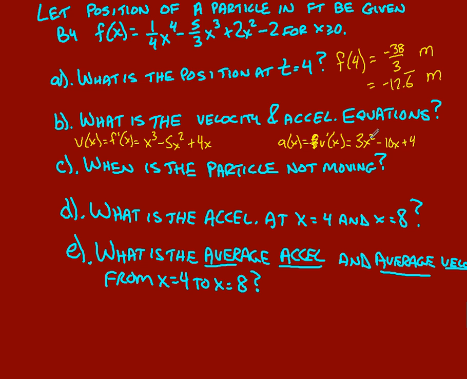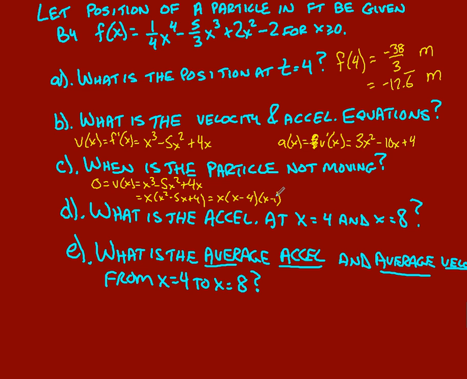All right, when is the particle not moving? Well, moving deals with velocity. Velocity then would have to be 0. So I'm just going to set the velocity function equal to 0. So x cubed minus 5x squared plus 4x equals 0. When I factor that, I can factor out a GCF of x, which leaves x squared minus 5x plus 4. I can then factor that, so x times x minus 4 and x minus 1. This whole thing has to equal 0.